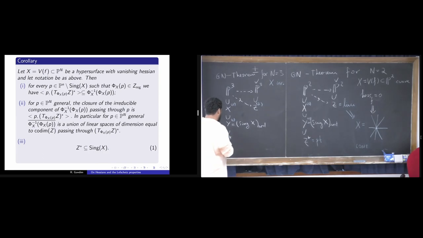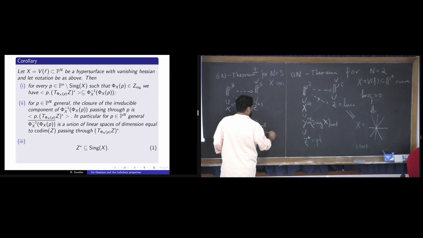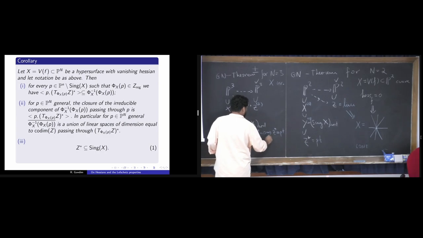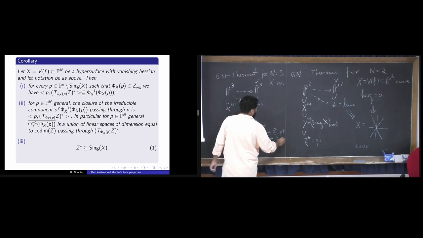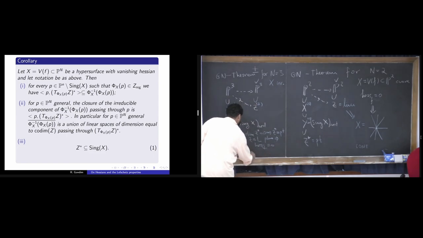So there are two possibilities. If the dimension is 0, it's a point. Then Z is a plane, which implies that X has vanishing Hessian. The other case is dimension equals 1. This is the general case.